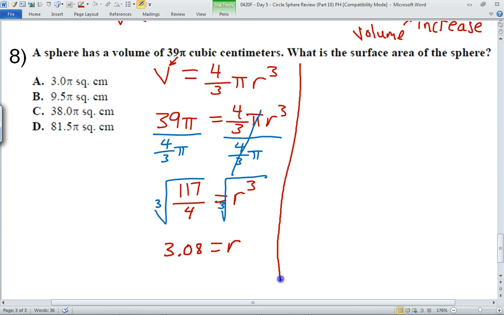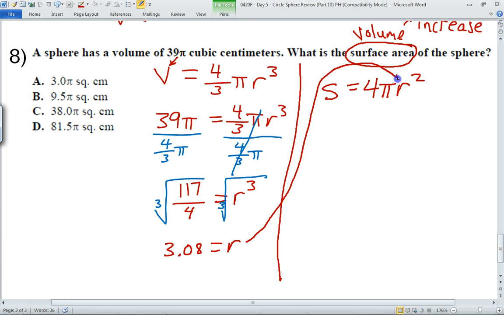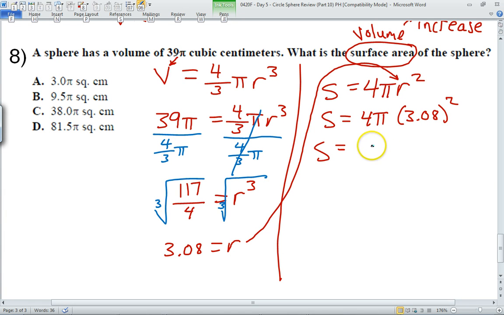Okay, but remember, we are supposed to find the surface area. So we needed to find the radius so that we could find the surface area. So now the surface area is given by the formula 4 pi r squared. So we will take the radius that we just found and we will put it in right there. So this is going to be 4 pi times 3.08 squared. Okay, go ahead and put that in your calculator and see what we get. Actually, slow down.